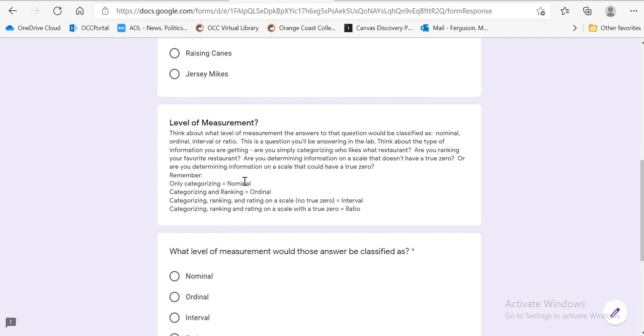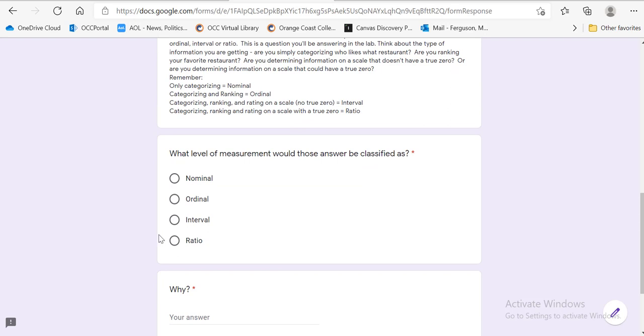Is it just categorizing, which would be nominal? Is it categorizing and ranking the types of restaurants? Is it adding to that a rating on a scale with an equal interval? Or does it have a true zero with a rating on a scale? So keep that in mind, think about that, and then you're going to answer that question and tell me why, because I really want you to think about that. I've added that to the lab this semester because we're going to come back to that when you answer the reflection questions on this Google poll and this activity.